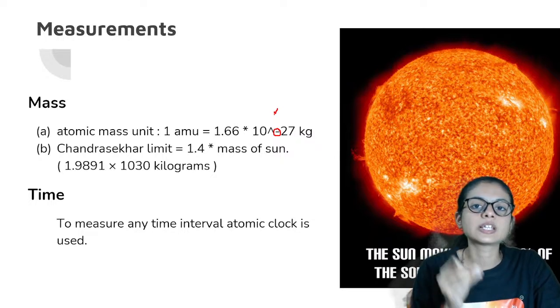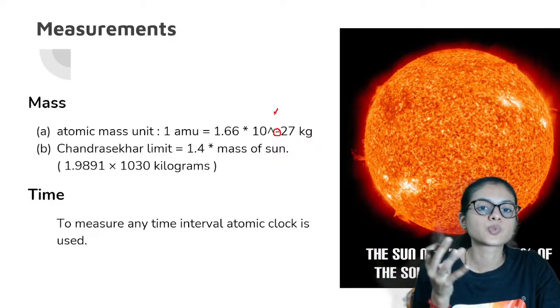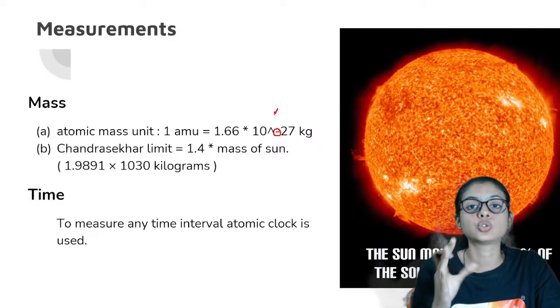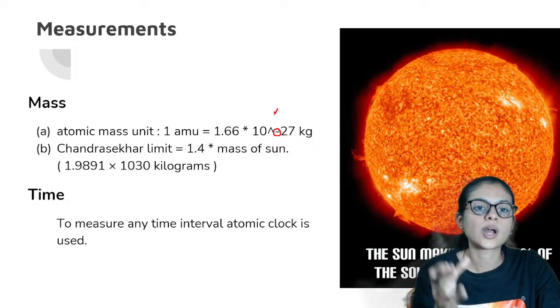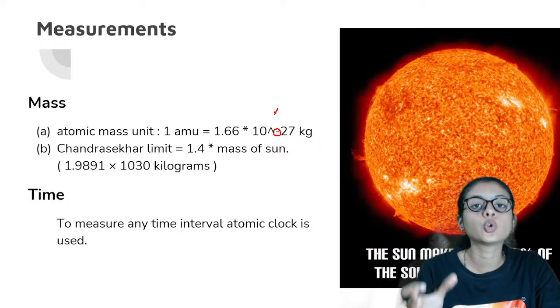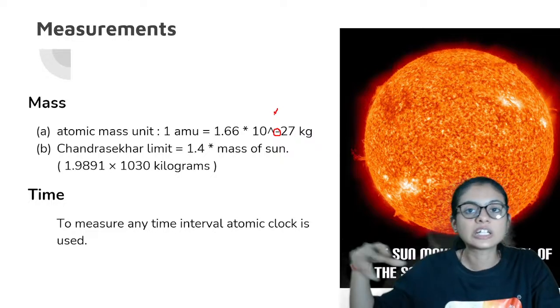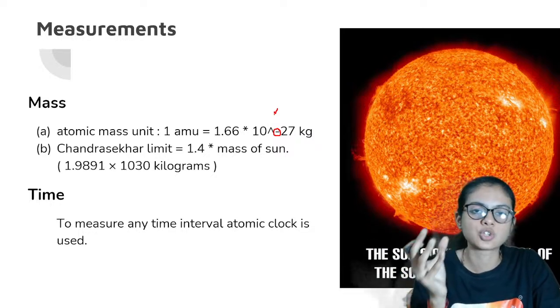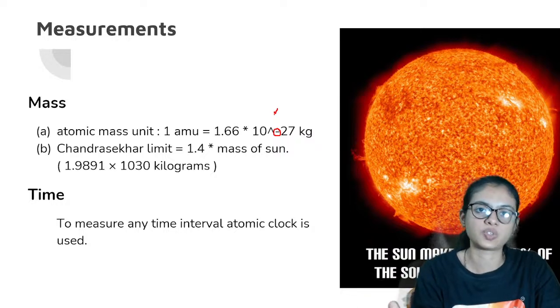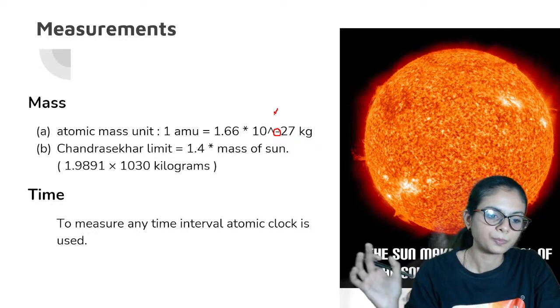Not only these small masses, but also if you consider the Chandrasekhar limit, it is 1.4 times the mass of the sun. And what is the value of the mass of the sun? It is 1.9891 into 10 power 30 kilograms. So again, what is 10 power 30? After 10, you should put 30 zeros. So imagine how big the number is, just to imagine. Then how heavy the objects will be, right? So it's beyond our imagination that exists.